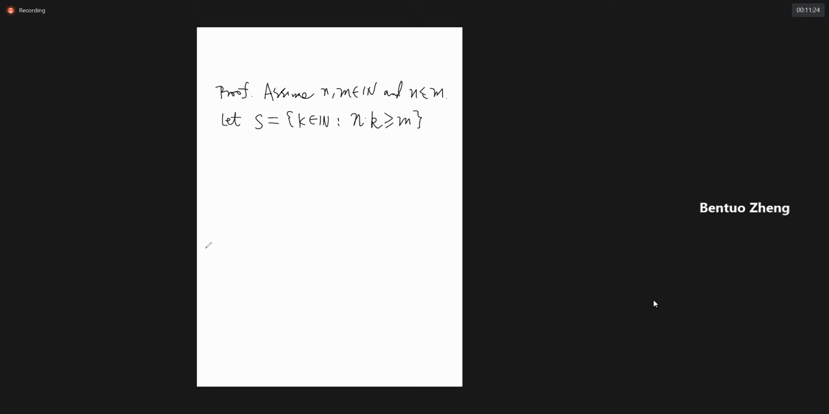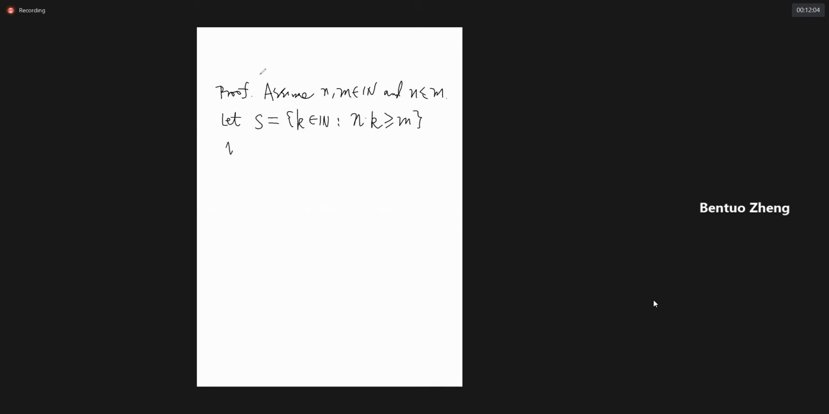So this is the k. I look at all such natural numbers k so that n times k is greater than or equal to m. For example, if n is equal to 2 and m is equal to 3, then this k starts from 2, and 2, 3, 4, and keeps going. So all those k's are in the set S. Now we have to first prove S has at least one member.